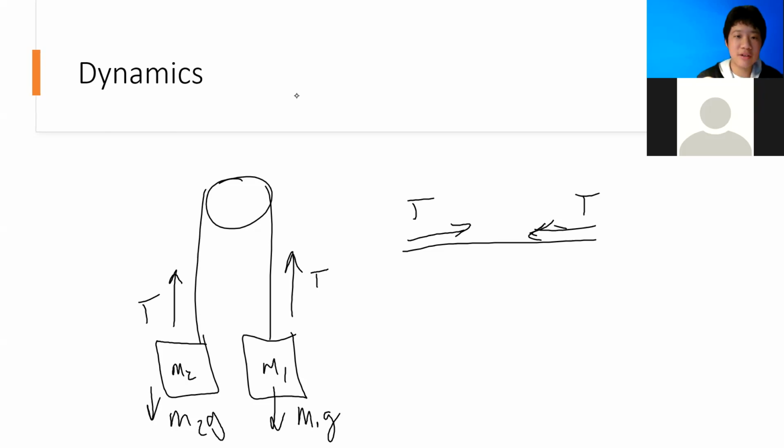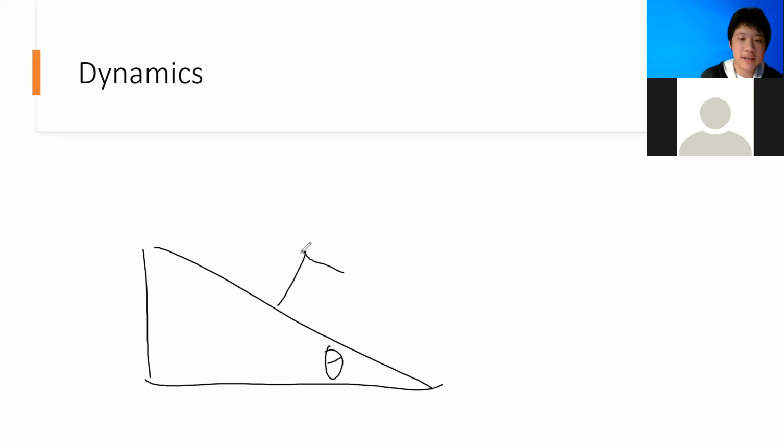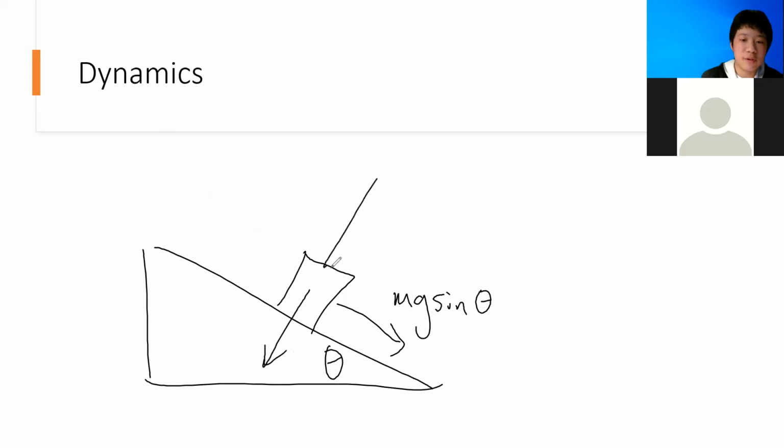Okay, and another common application of dynamics is the inclined plane. For some angle theta and some box resting on it, there's going to be a downward force parallel to the plane. The force pulling this box parallel to the plane is going to be mg sine theta. And then the normal force, or the box going into the plane, is going to be mg cosine theta. This is the normal force.